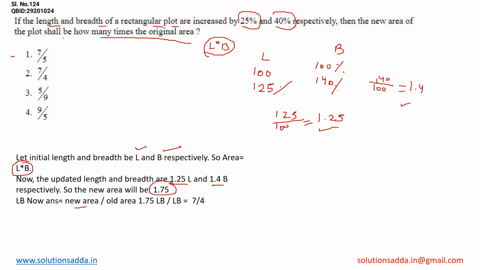Now the new area and old area, we can divide that in order to get the answer in this form. So how can we find out this area? We can find the new area by multiplying 1.25 with 1.4, it would become 1.75. So here I have written it down that 1.75, and we can easily divide the new area by the old area and we get the answer 7 by 4. So the correct option for this particular question would be 7 by 4. Option number 2 is right.